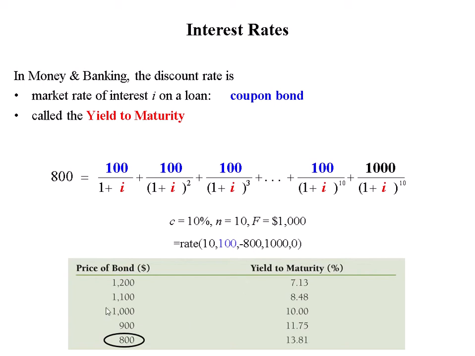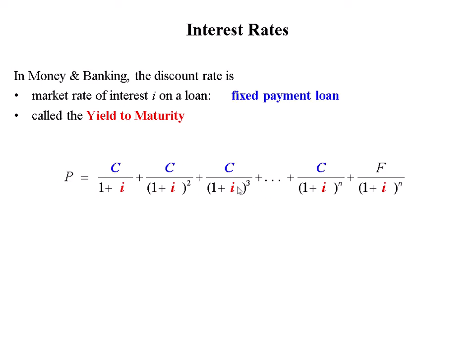So in either case, whether we know the price of the bond or we know the yield to maturity, as the price of the bond falls, the yield to maturity is rising. And that makes sense because the yield to maturity is in the denominators of all these fractions.